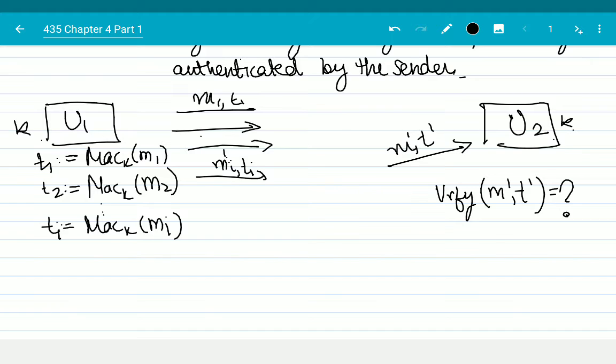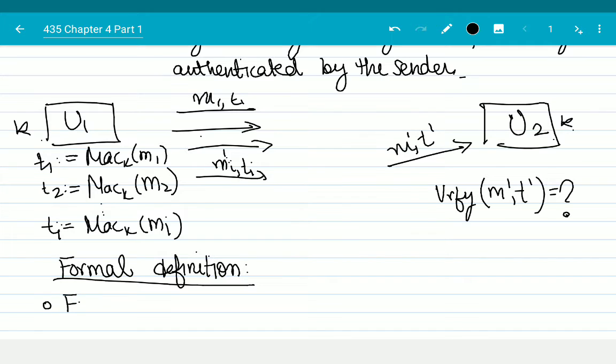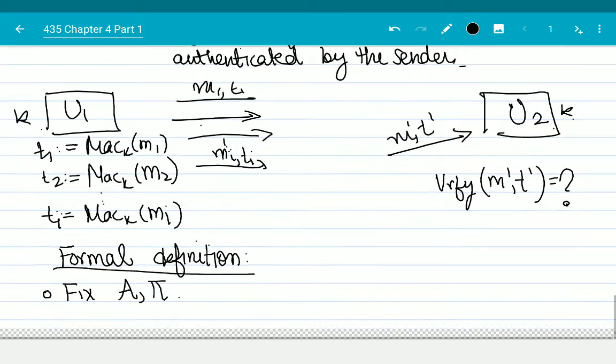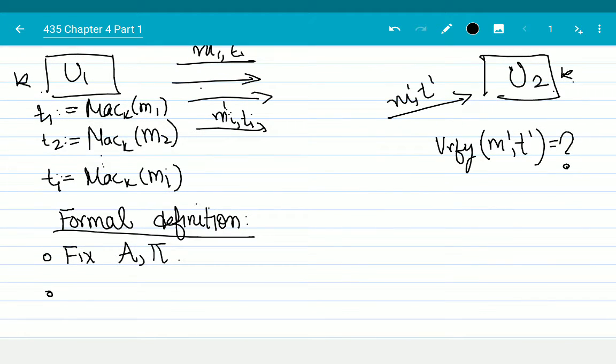Okay, so let us formally define this. Formal definition. Fix a pi. In this case, pi is not an encryption scheme, but a message authentication code scheme. Define a randomized experiment.